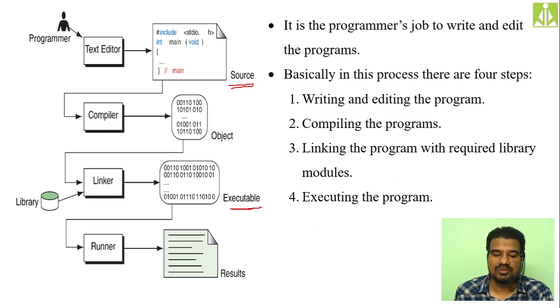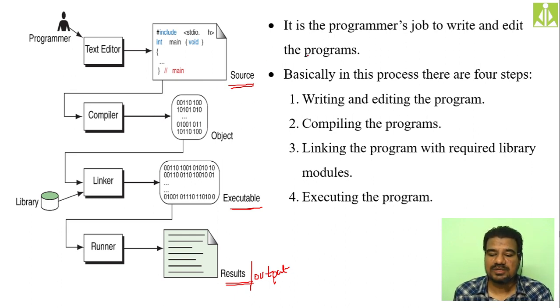So this executable code, when you give it to the runner, you will get the result, or you will get the output. This result is nothing but your output. So whenever we write a computer program, our intention is to get the output from that program. So these steps only we are going to discuss one by one.